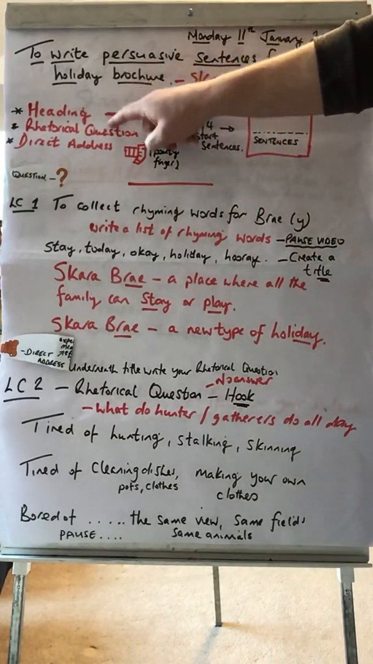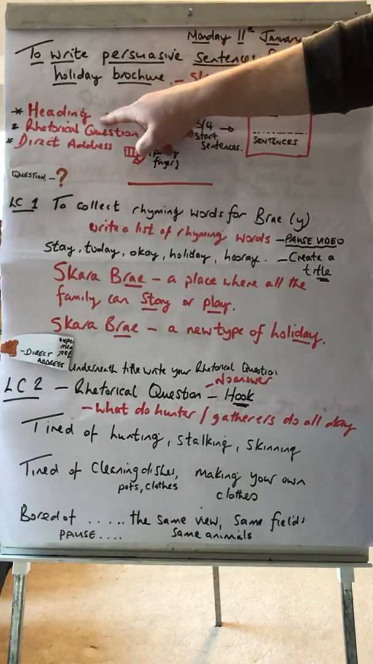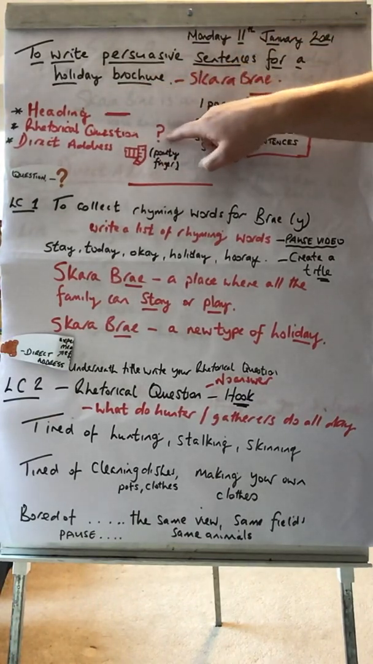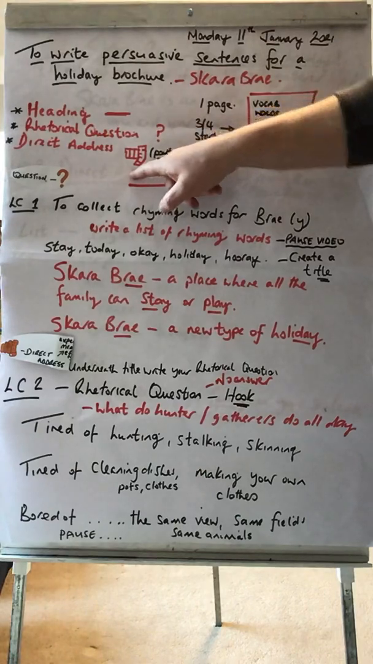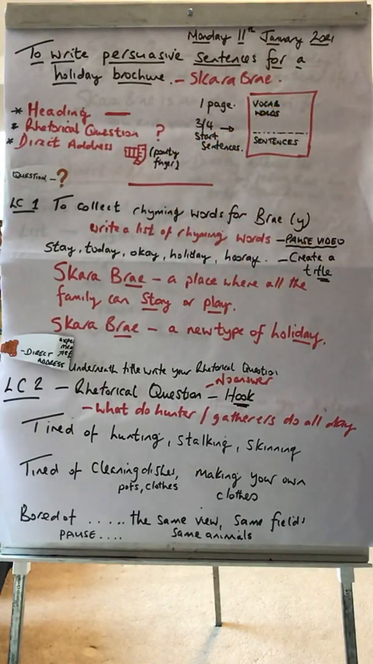There are 3 parts to the lesson, so the 3 learning chunks are: we're going to start with a heading, we're then going to move on to a rhetorical question, and then we're going to do a direct address, exactly like I've just showed you in the overview of the week or the 7 days. Also, we're only going to use 1 page from now on. I know in the past we've used 2 pages, but I can't afford 2 pages per piece of work because we're not going to actually be writing very much every day.